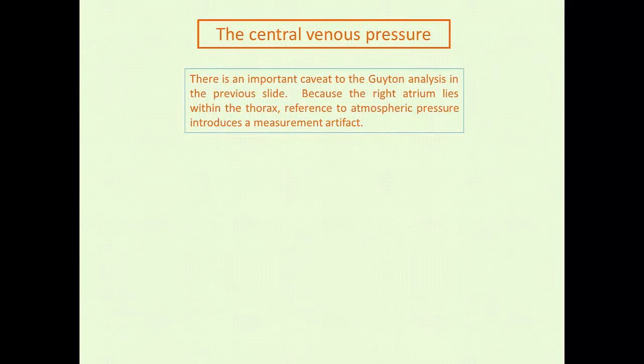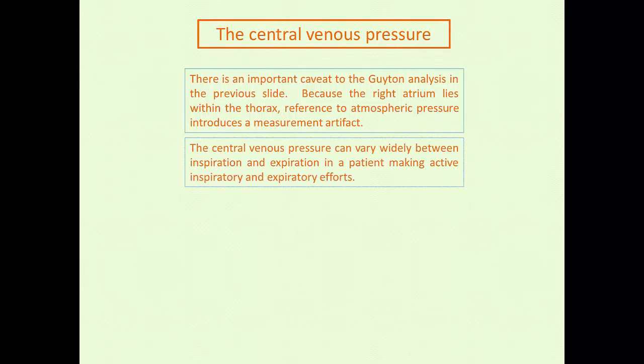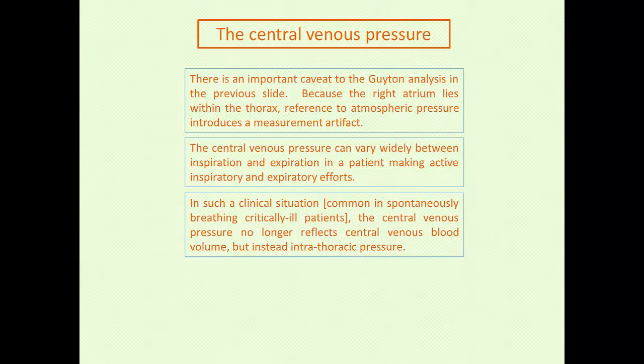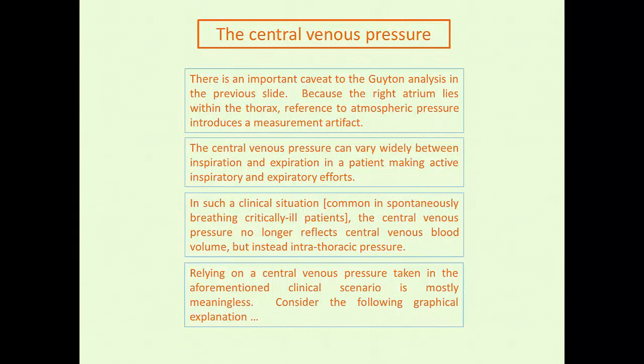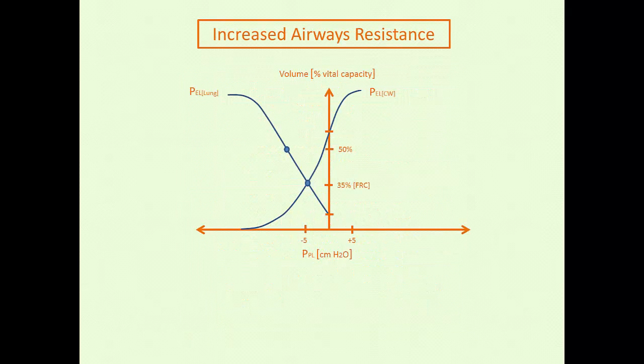And this is introduced because of this measurement artifact. The central venous pressure can vary widely between inspiration and expiration in a patient making active inspiratory and expiratory efforts, which is common in the intensive care unit. In this situation, the central venous pressure no longer reflects central venous blood volume, but instead intrathoracic pressure. And relying on a central venous pressure taken in the aforementioned scenario is mostly meaningless. So I want you to consider the following graphical explanation.